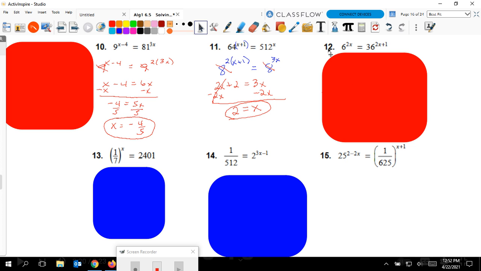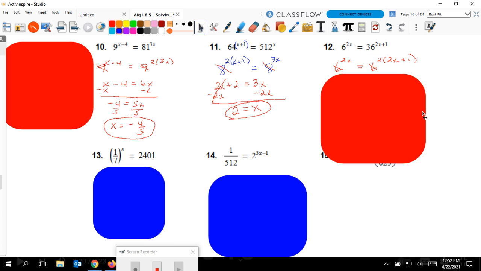On number 12, we have the same kind of situation we had back, I think it was on number 9, 6 and 36. We know 36 is 6 squared. So with this one, we start with the 6 to the 2x, and then 6 squared is going to multiply. The squared part will multiply the existing exponent here. Put that in parentheses. You have to do a distributive property. And so we cancel out our like bases now with the 6's.